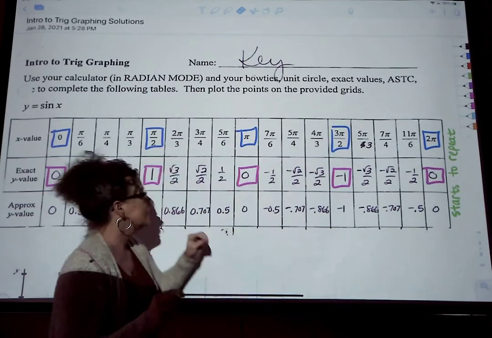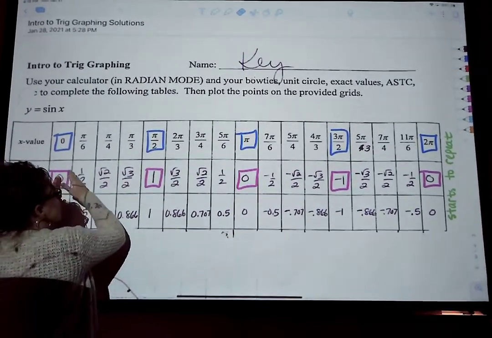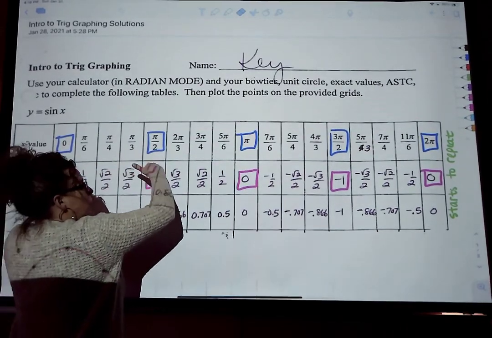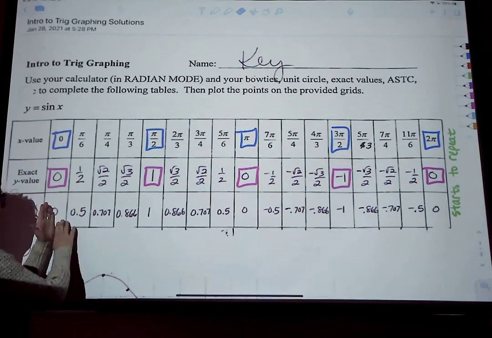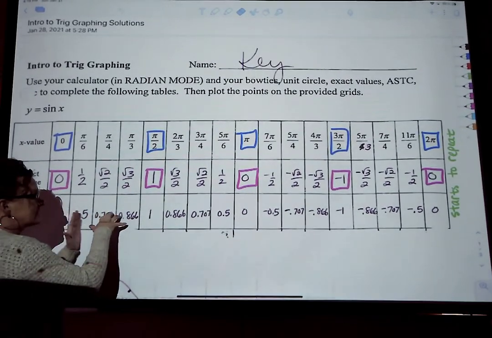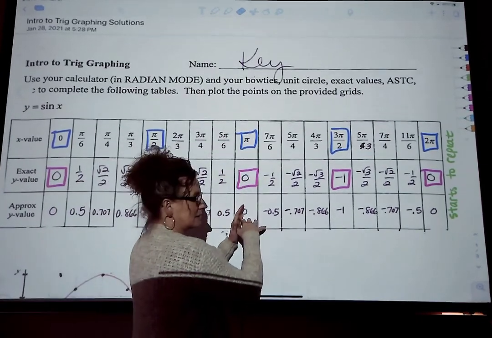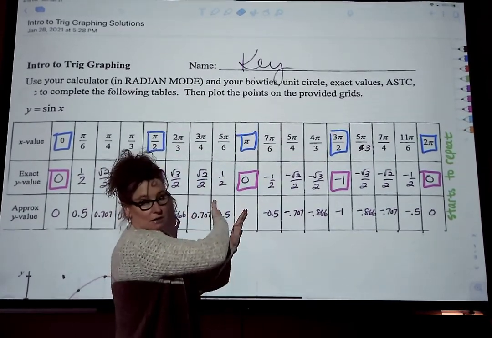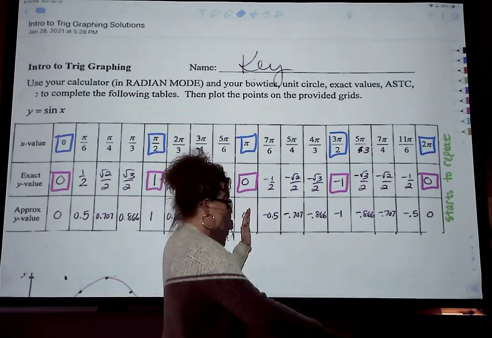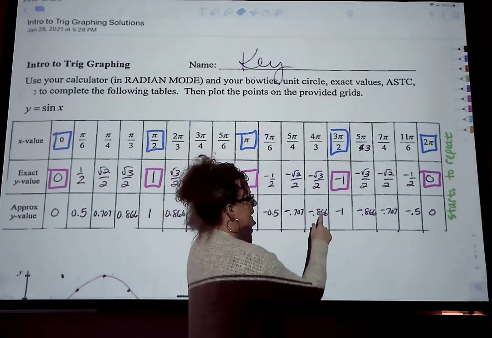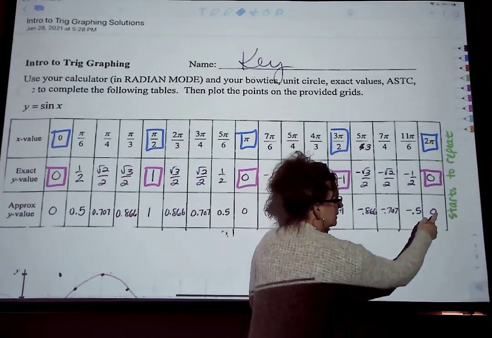Do you see how all of these y values kind of increase in height until 1? And maybe you can see it better in decimal form. These y values increase in height until they hit 1, and then they start to decrease in height until they're back down to 0. That's what causes the hump of the sine graph. And then we've got another hump, but it goes downward. So negative, more negative, more negative, negative 1, less negative, less negative, less negative, 0.